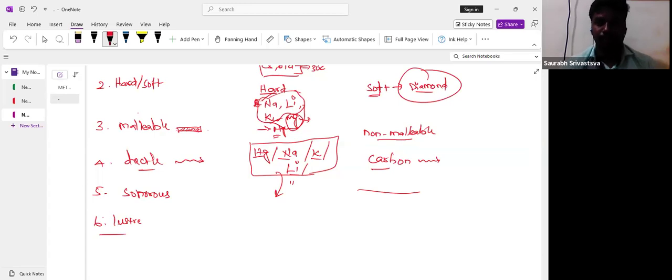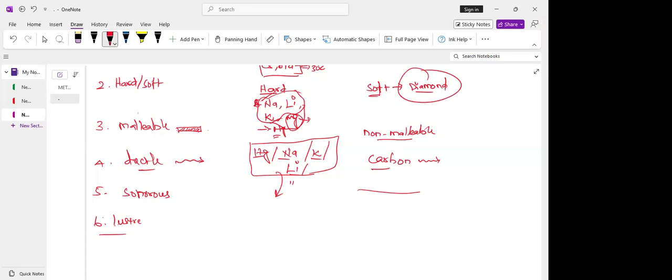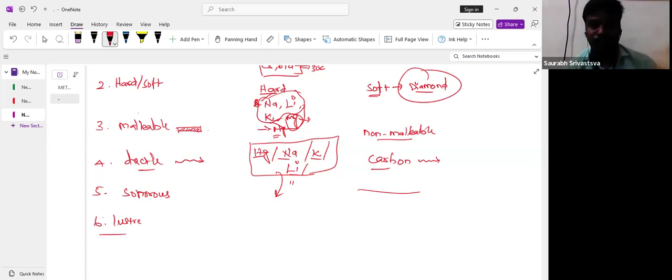That means if you hit the surface, it should give the echo sound. If you hit the bell, what will happen? It will make a ringing sound, an echo, again and again you are getting the sound. Such kind of sound you can't get if you beat wood. You will get a sound like a tap, that's it. You can't get the echo. Such kind of sound only we call sonorous nature. In non-metals, no material will show the sonorous nature.